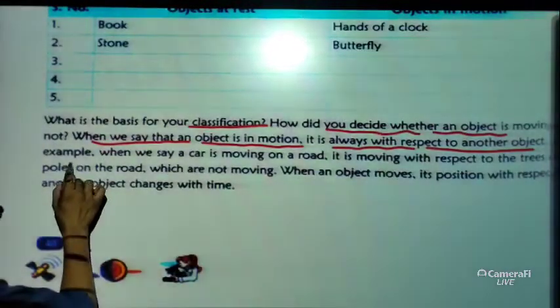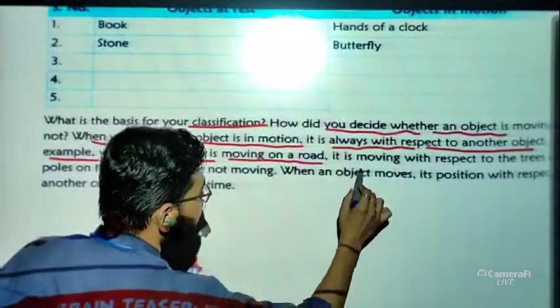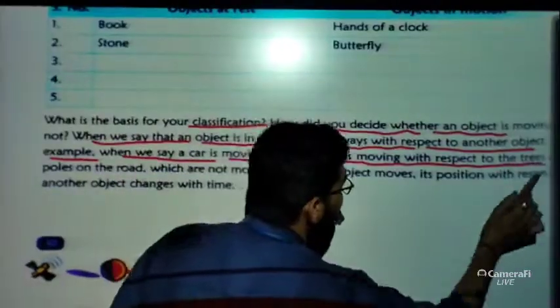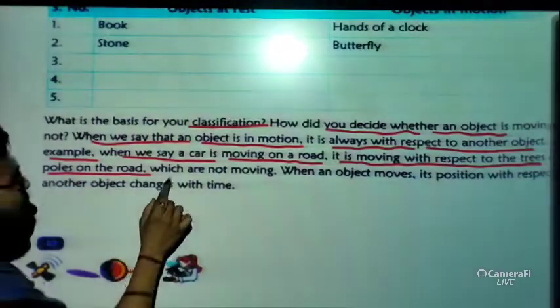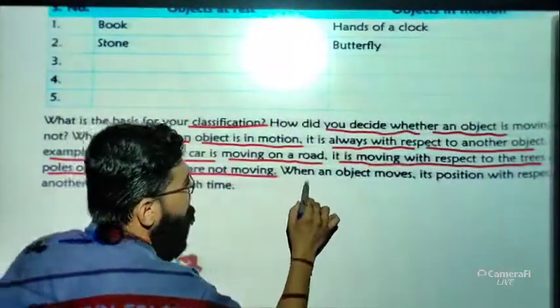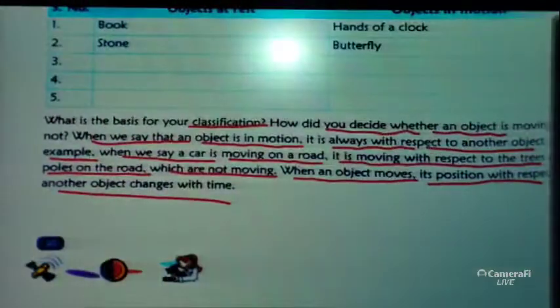Let's take an example. When we say a car is moving on a road, it is moving with respect to the trees and poles on the road, which are not moving. When an object moves, its position with respect to another object changes with time.